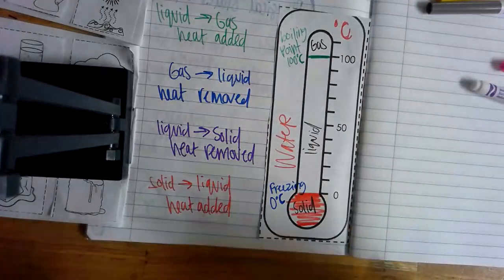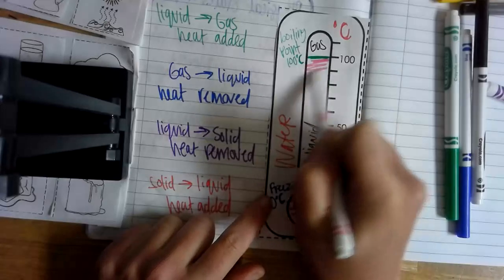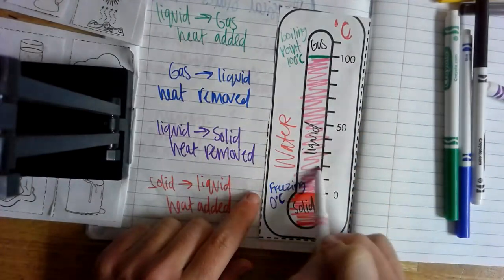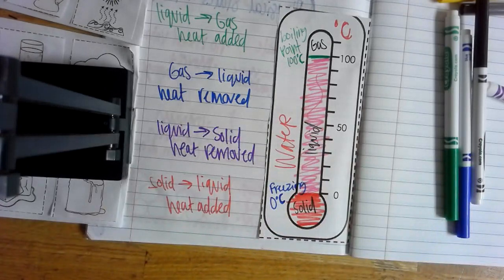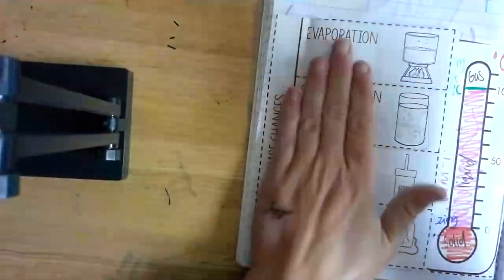So in the range from 0 to 100, water would be a liquid. Anything hotter than 100 degrees Celsius would turn into a gas. Anything colder would be a solid. Okay. All right, so you're just going to make sure that you have all of this inside of your journal to reference whenever you need it.